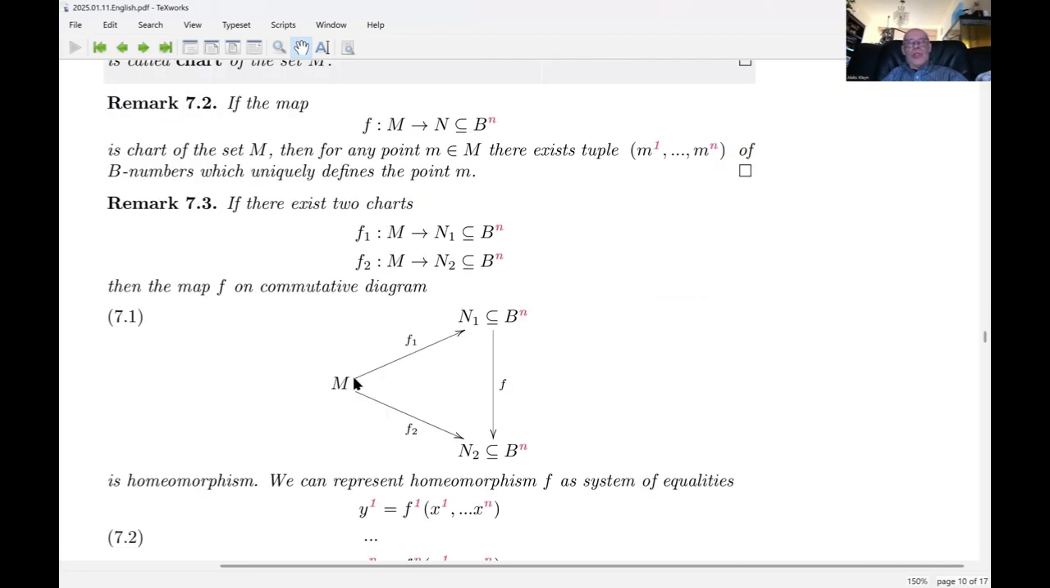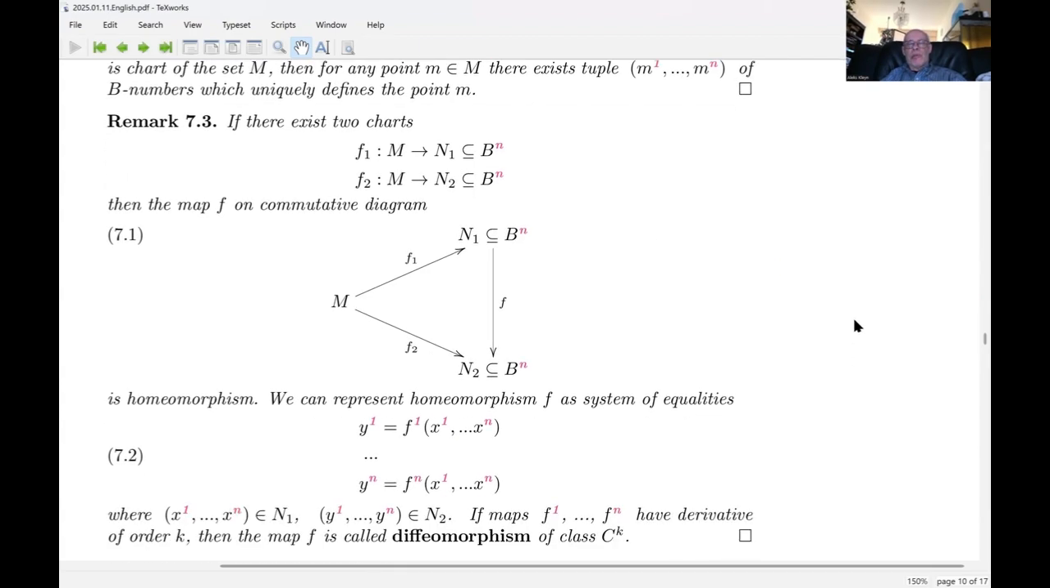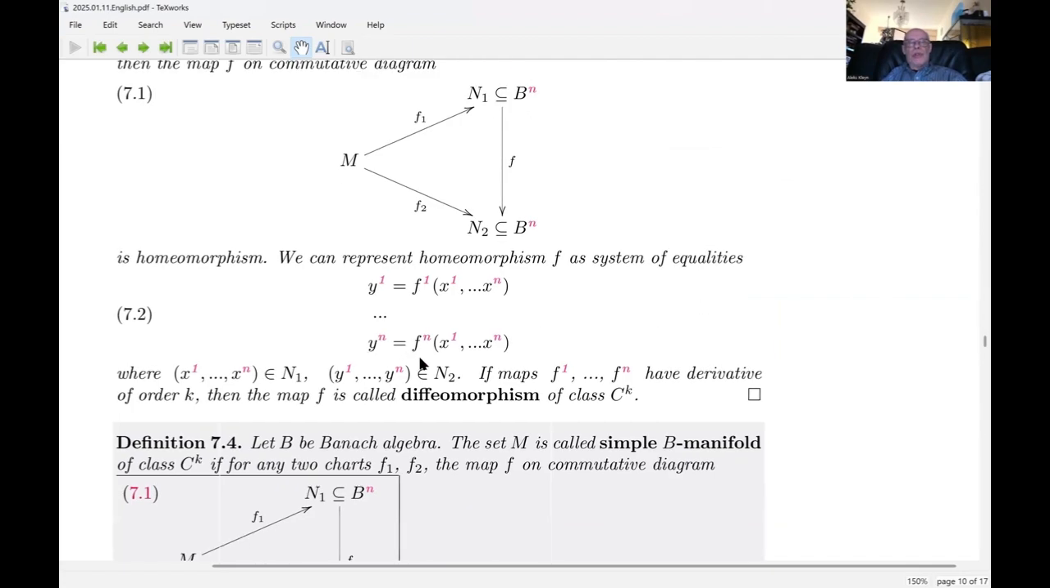If there exist two charts F1 and F2, then the map F on commutative diagram 7.1 is a homeomorphism. You can represent homeomorphism F by system of equalities 7.2, where the tuple x1, ..., xn belongs to N1, and the tuple y1, ..., yn belongs to N2. If the map f1, ..., fn has derivative of order k, then the map F is called a diffeomorphism of class Ck.